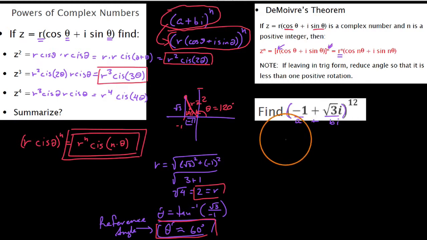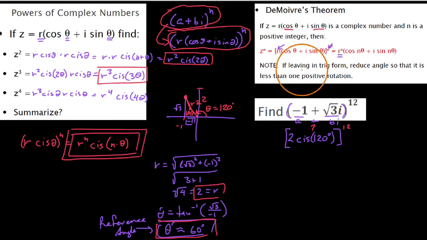Once you have this, what we want to do is write this in trig form, which is, by the way, 2 cos 120 degrees plus i sin 120 degrees, a number that is 2 units from the origin in a 120 degree direction. We are going to say that that is the same thing as this number here in standard form.